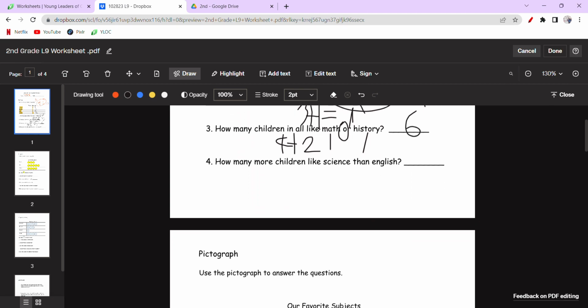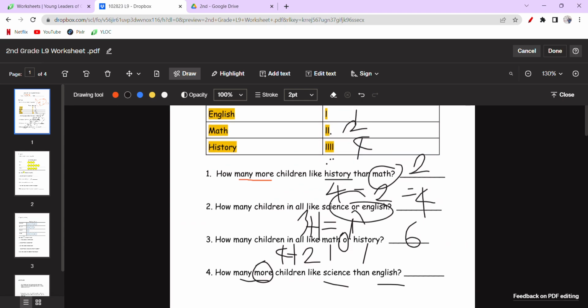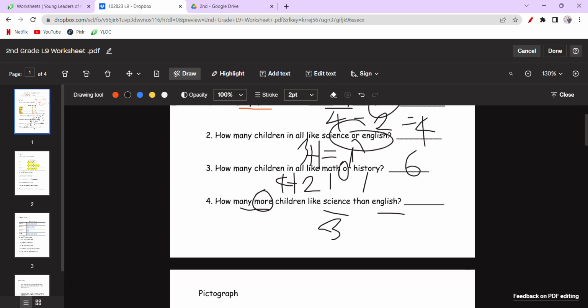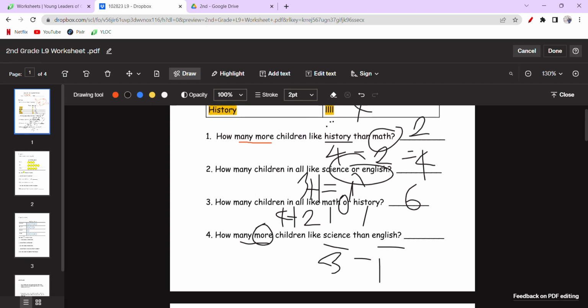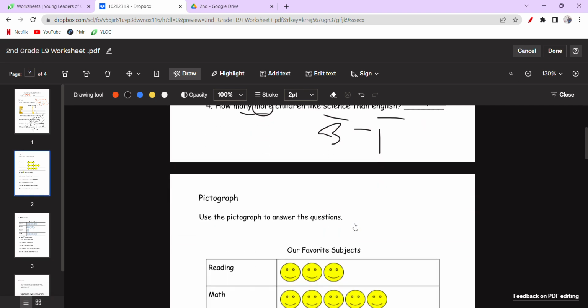How many more children like science than English? We have the keyword "more", and we have science and English, so we're going to be subtracting English from science. Science, there are 3, and then English, there is 1. So we just subtract, which will equal 2 children.